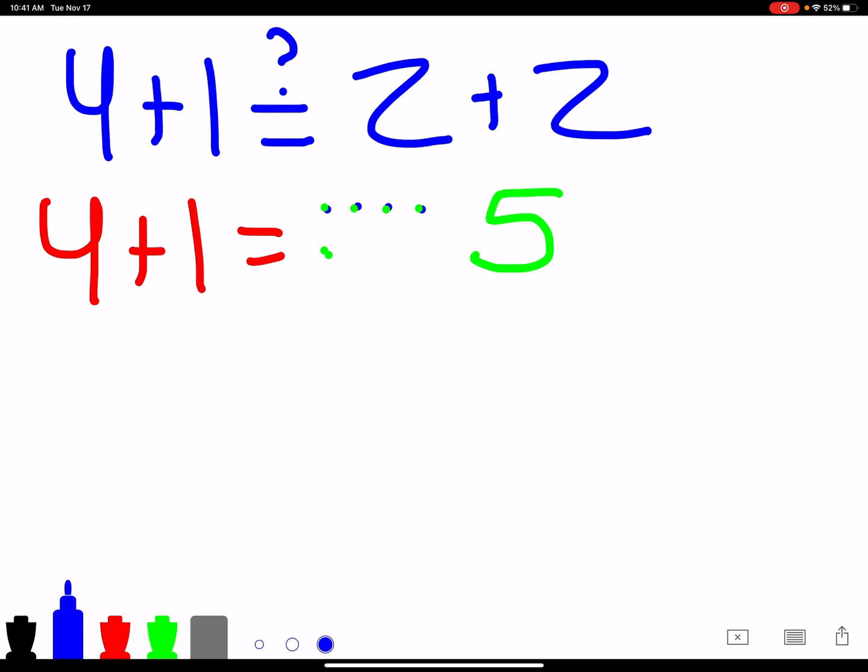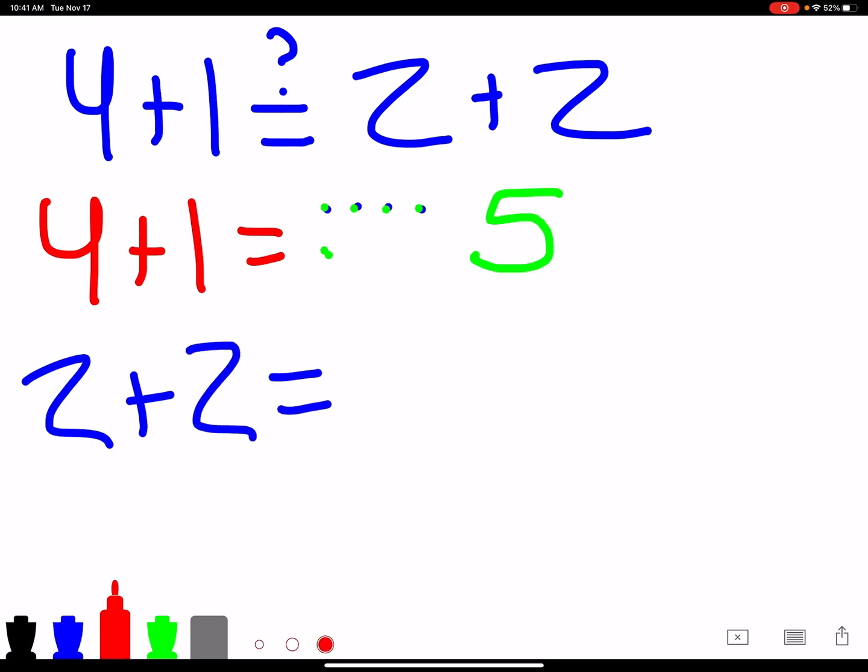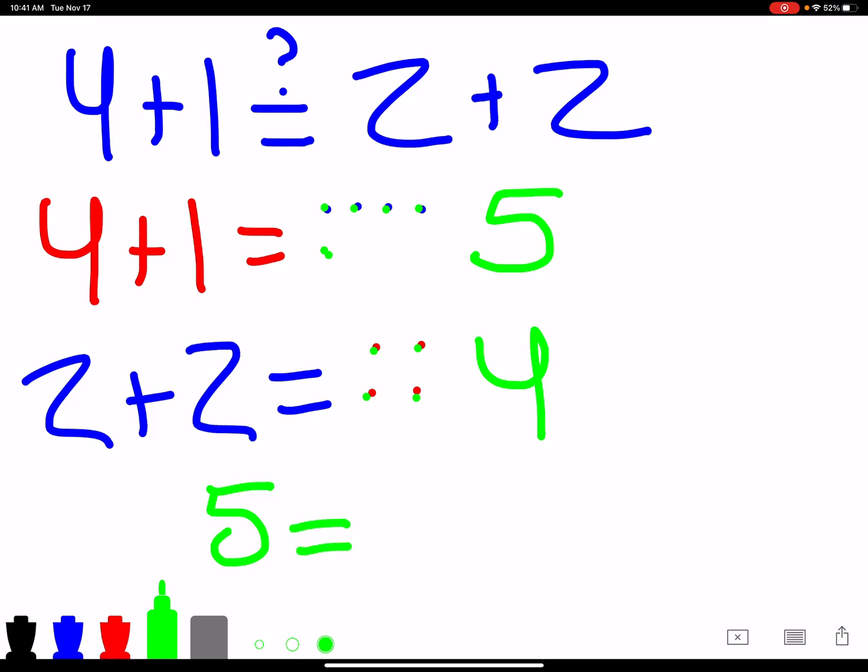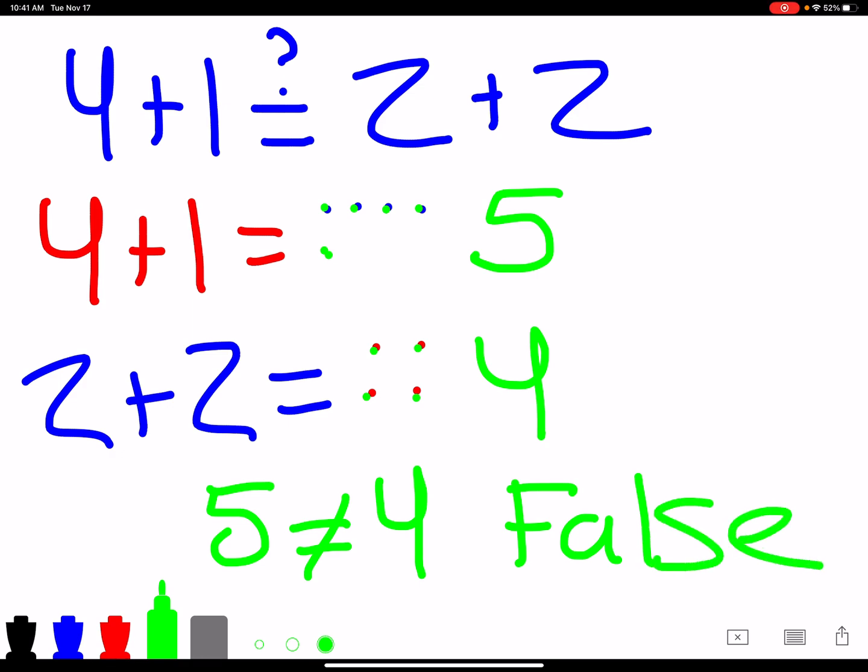So let's check if our second equation also has 5. We have 2 plus 2 equals how much? So we have 1, 2 for the first addend, and then for the second addend, we also have 2, 1, 2. So let's count how many we have together. We have 1, 2, 3, 4. We have 4. So in this equation, 4 plus 1 equals 2 plus 2, that will not be true because 5 does not equal 4. So in this question, this will be false because the sums are not the same number.